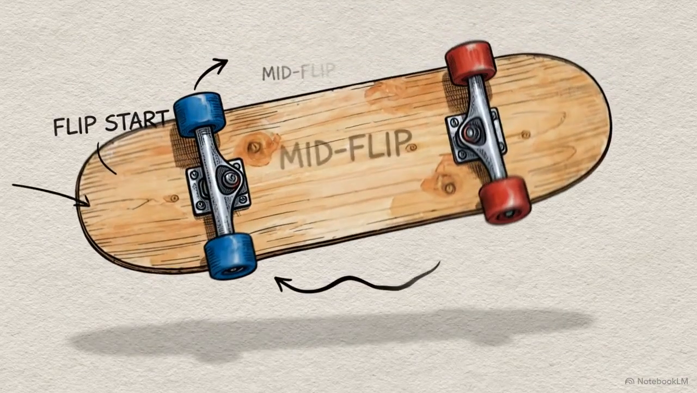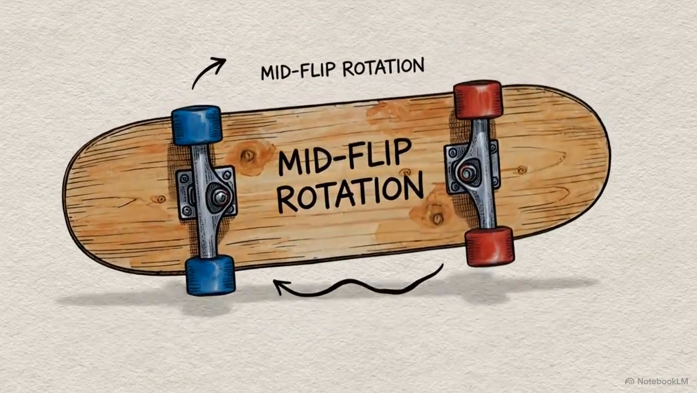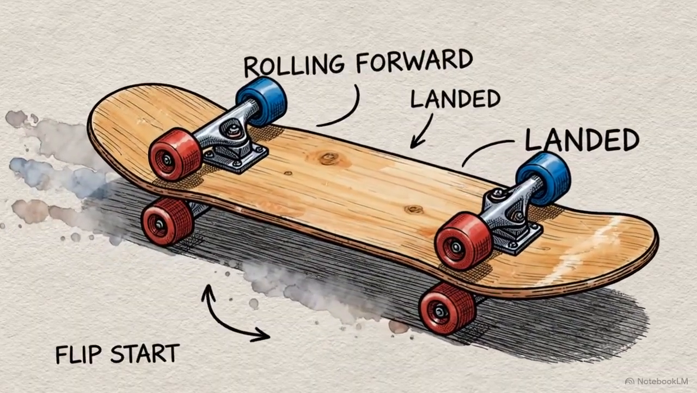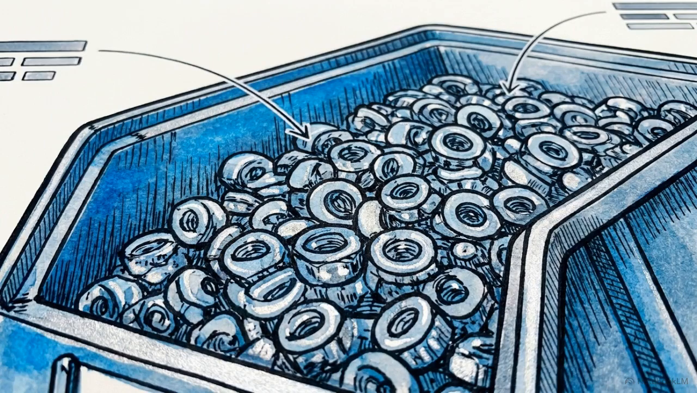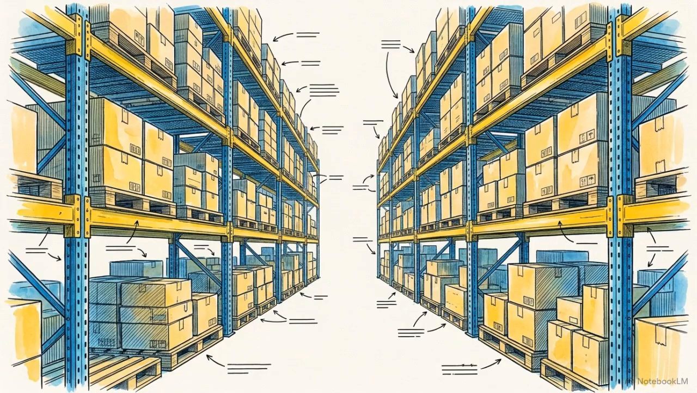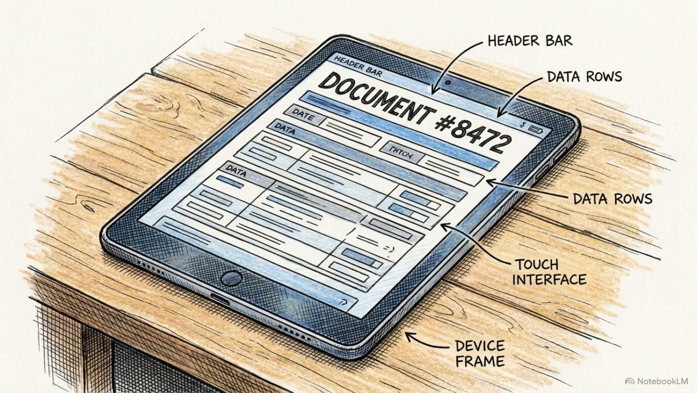Imagine a factory receives an order to build 1,000 custom skateboards by next week. How do the managers know exactly how many individual nuts, bolts, and wheels to order today so they don't run out halfway through the job? They rely on a document called a Bill of Materials, or a BOM.